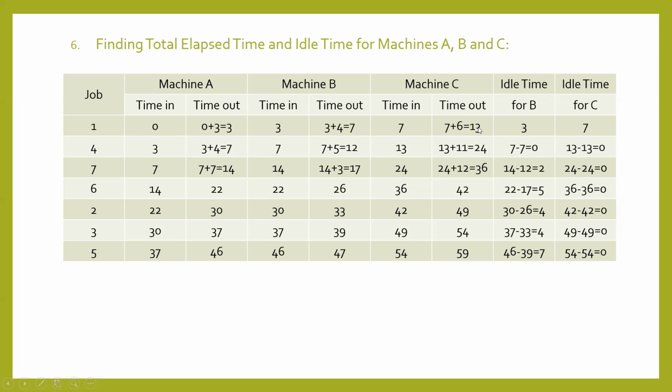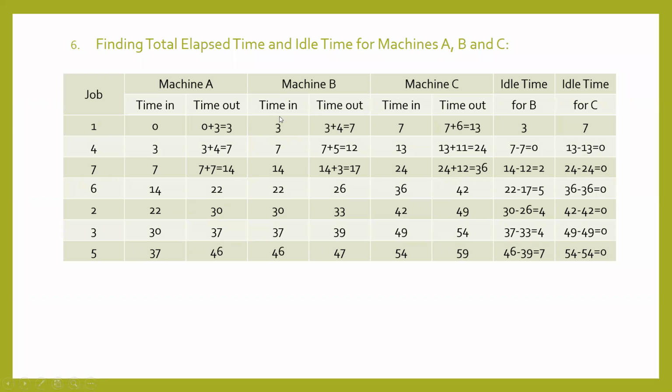The one which is greater, 13 and 12, compare these two, the greater number will be the in time for this job. So it will start the next job at 13 hours. Okay. So 13 minus 13, the idle time for C will be 0 again. Is this clear, guys? I hope you have understood this one.